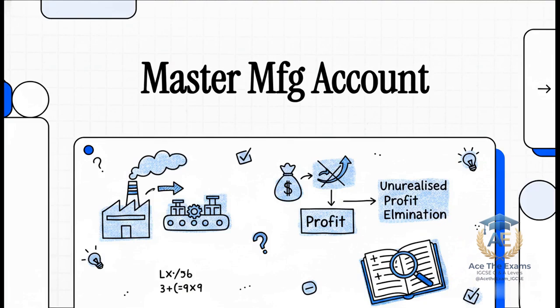I am absolutely thrilled to have you here today because we are unlocking an elite, high-stakes masterclass. We are dissecting the Cambridge AS and A-Level Accounting 9706 syllabus, specifically targeting what is arguably the most notoriously tricky topic in the entire curriculum, the manufacturing account, focusing heavily on factory profit and unrealized profit elimination.